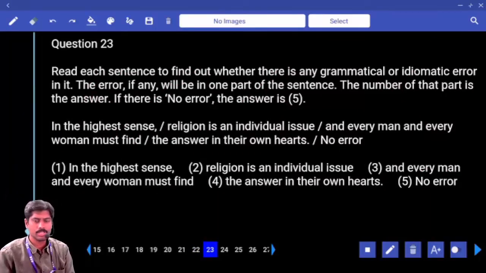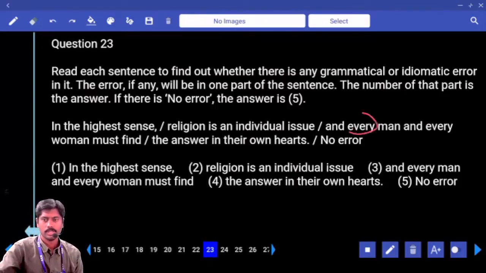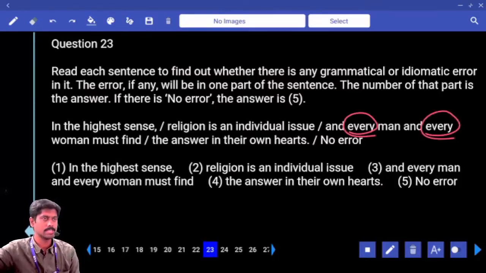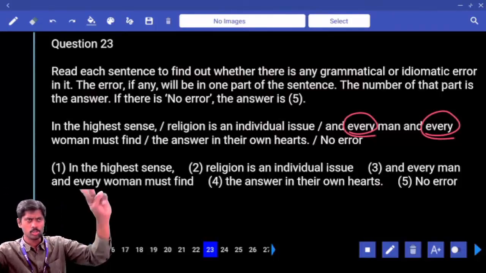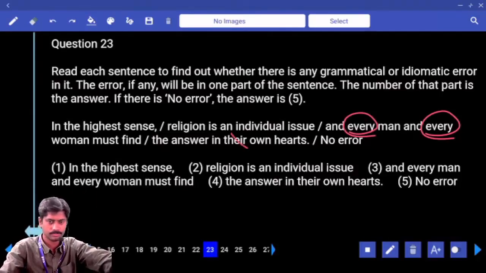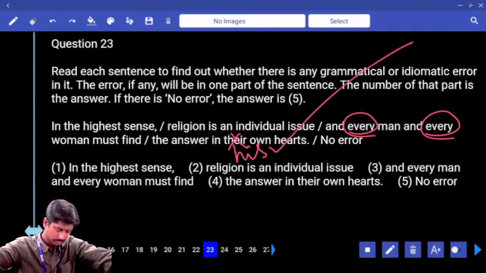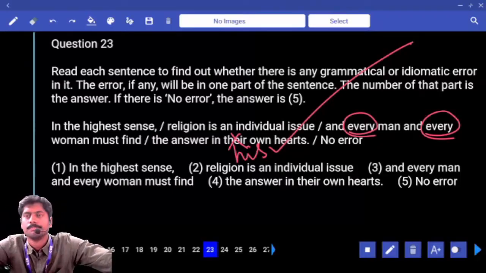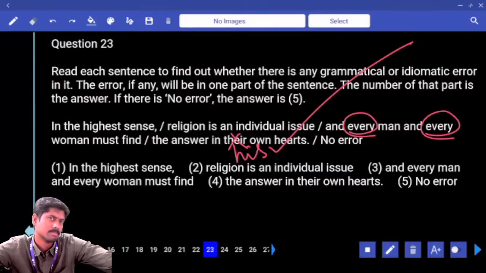In the highest sense, religion is an individual issue, and every man and every woman must find the answer in their own hearts. Every is always singular, each and every singular only. When two genders are mentioned, you need to focus on which gender in choosing the answer. Masculine gender. Every student should carry their lunch box or his lunch box or her lunch box. Every is always singular. Every, each, some, no, any, singular only.